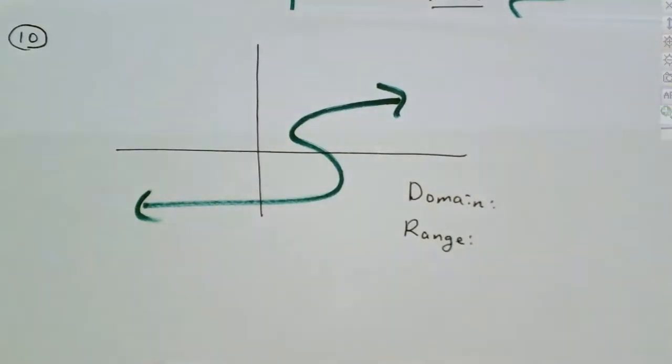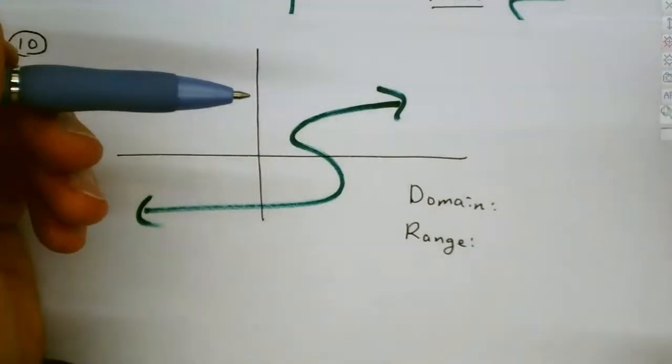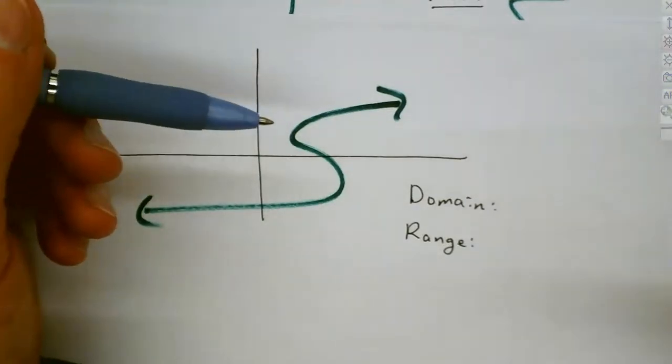And first off, it says it's a relation. Why does it say it's a relation and not a function? Why is this not a function? Yeah, it fails the vertical line test, doesn't it? So this is not a function. That's why they use that word relation.